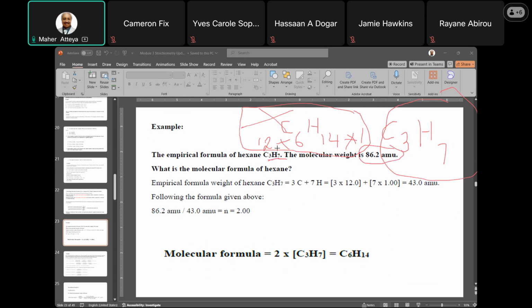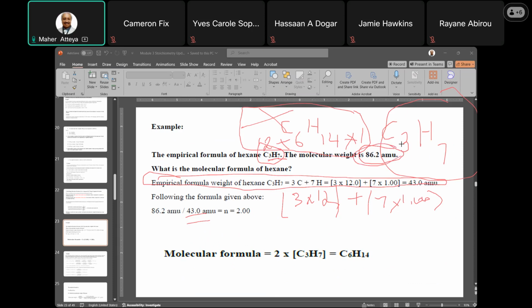So what you will do is get the molar mass of this compound, which is 3 multiplied by 12 gram per mole plus 7 multiplied by 1 gram per mole. That will give you the reduced amount, which came out to be 43. But it's given to you here.